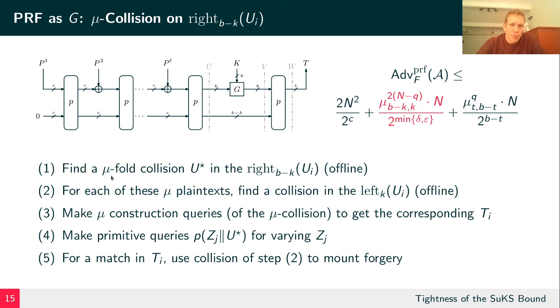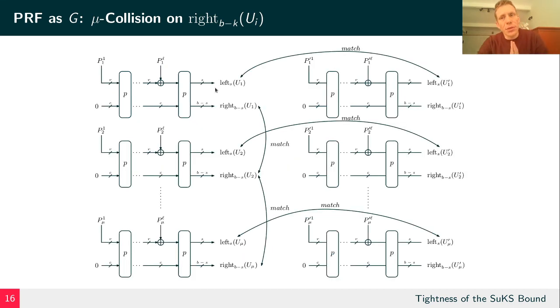So the trick is that we have a multi-collision. Using this multi-collision, we recover the value v for one of them. For this one, we find a normal collision on the outer part of u, and hence we can find a forgery. This is in general the collision structure that we have. On the left part of the slide, you see the multi-collisions. We have mu evaluations, p1, p2, up to p mu, that all collide on the rightmost b minus k bits. It says b minus s, but in general it's b minus k. And for each of these plaintexts, we find a separate collision on the leftmost bits.